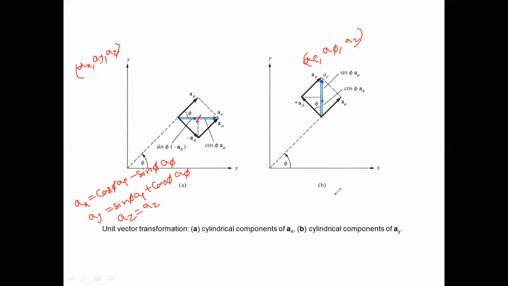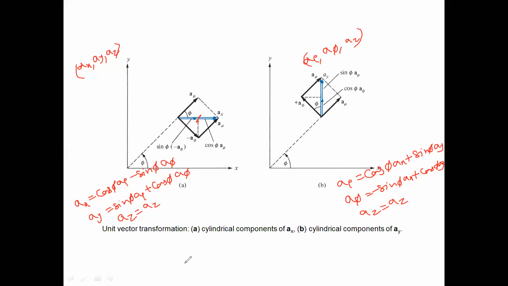Similarly, on the right hand side for the cylindrical components, a rho equal to cos phi ax plus sin phi ay, then a phi equal to minus sin phi ax plus cos phi ay. The last term az will be the same as it is, az equal to az. There is no change in it. Now, the same relations we can write in terms of matrix representations also. That we will see now.